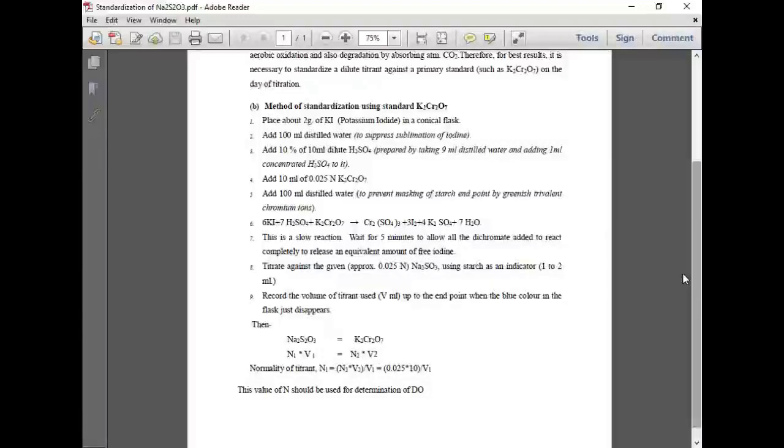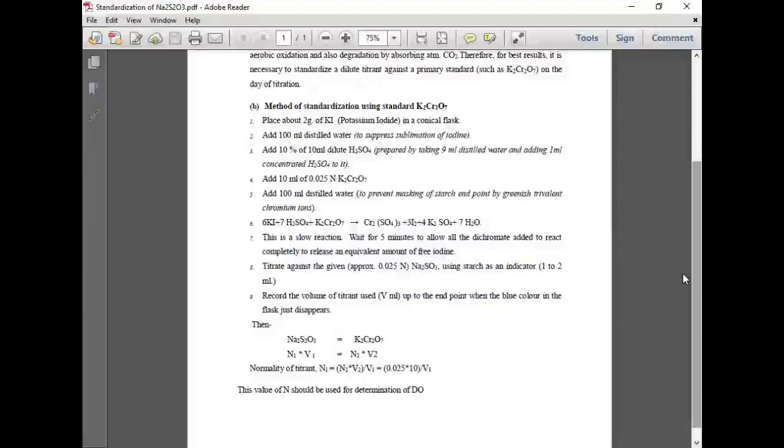So we'll be now titrating the blue color liquid in the conical flask by using the sodium thiosulfate that we have prepared. We are going to record the titrant required for the endpoint, that is from blue color to colorless.